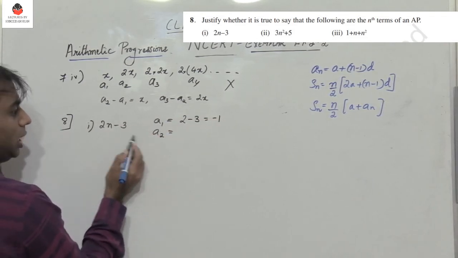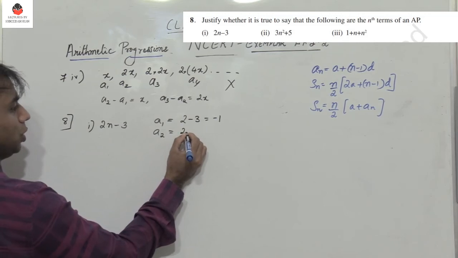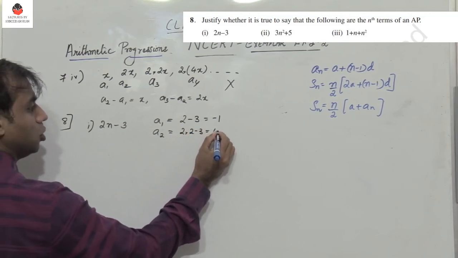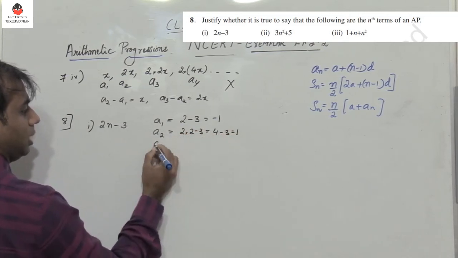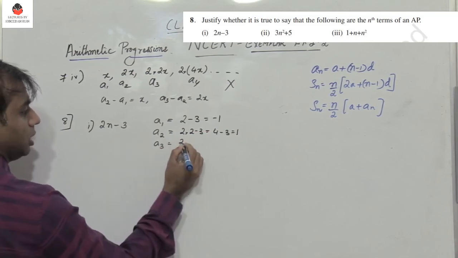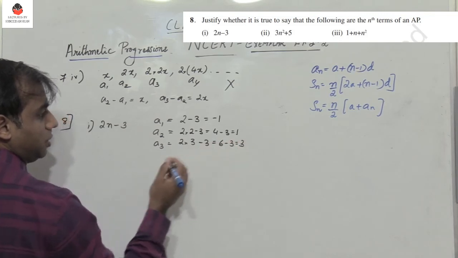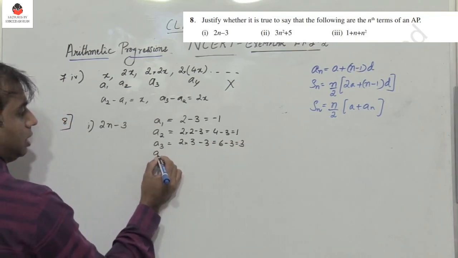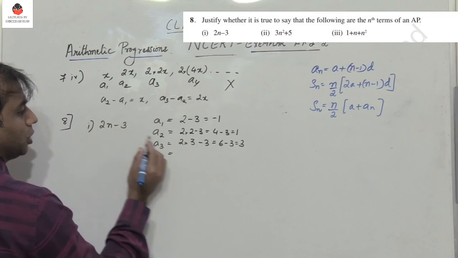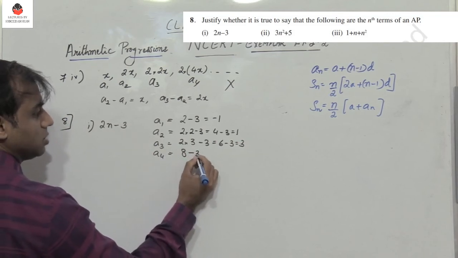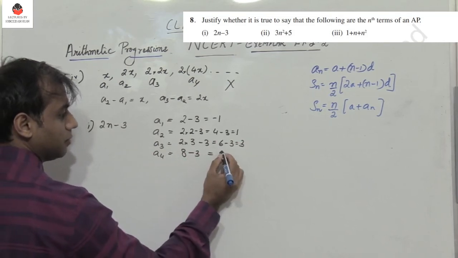A2, put n equal to 2. 2 into 2 minus 3, which is 4 minus 3, which is 1. A3, put n equal to 3. 2 into 3 minus 3, which is 6 minus 3 equals 3. Then A4, put n equal to 4. 4 into 2 is 8 minus 3, which gives me 5.